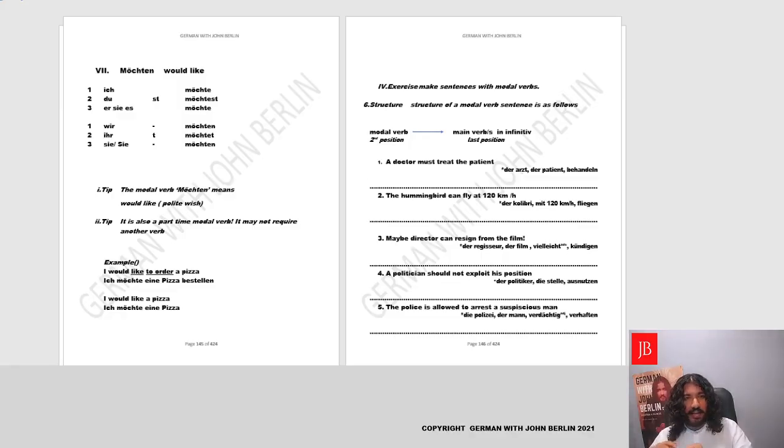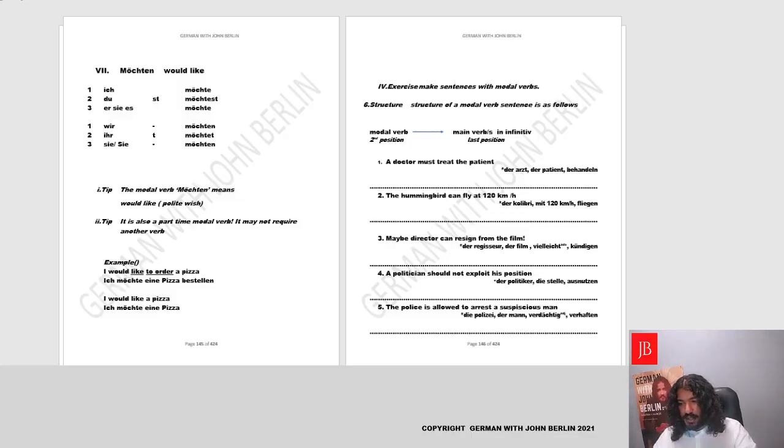So we did can, must, and should: können, müssen, sollen. And we did dürfen, wollen, to be allowed, and to wish or to want. Then we did mögen and möchten as extra modal verbs, which are part-time modal verbs, you could say. Mögen is to like, and möchten is would like. Now we'll be attempting to make proper sentences with them.